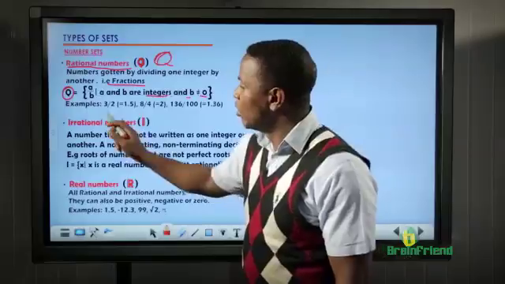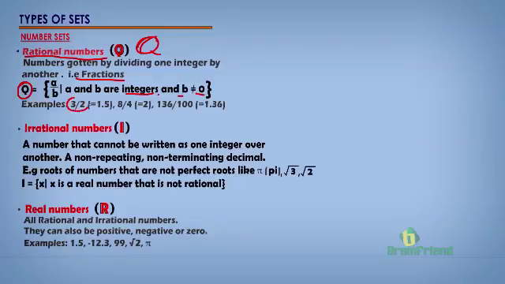An example of our rational numbers is 3 over 2, which is a fraction. Of course, it is 1.5 in its decimal fraction form. 8 over 4, which is a fraction, would give us 2. 136, for instance, all over 100 will give us 1.36. This is also a decimal fraction. So, our rational numbers are all fractions that we can imagine.